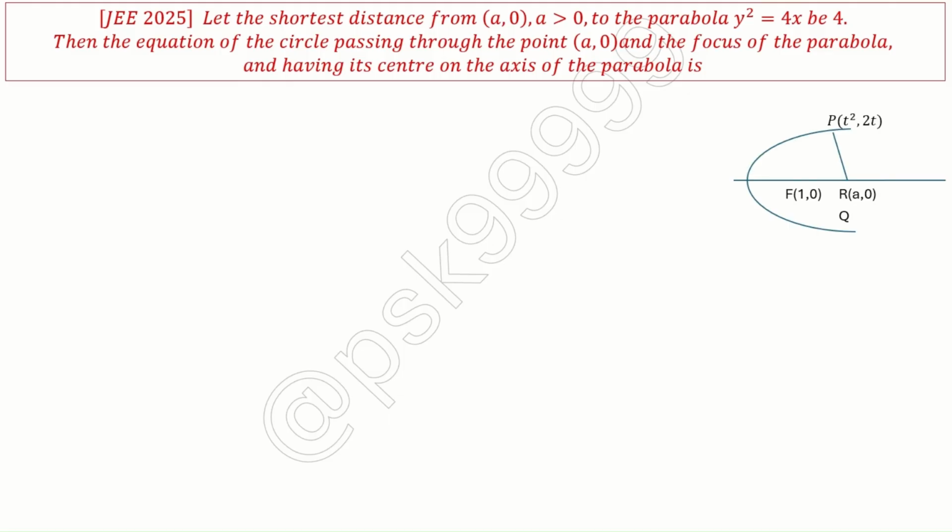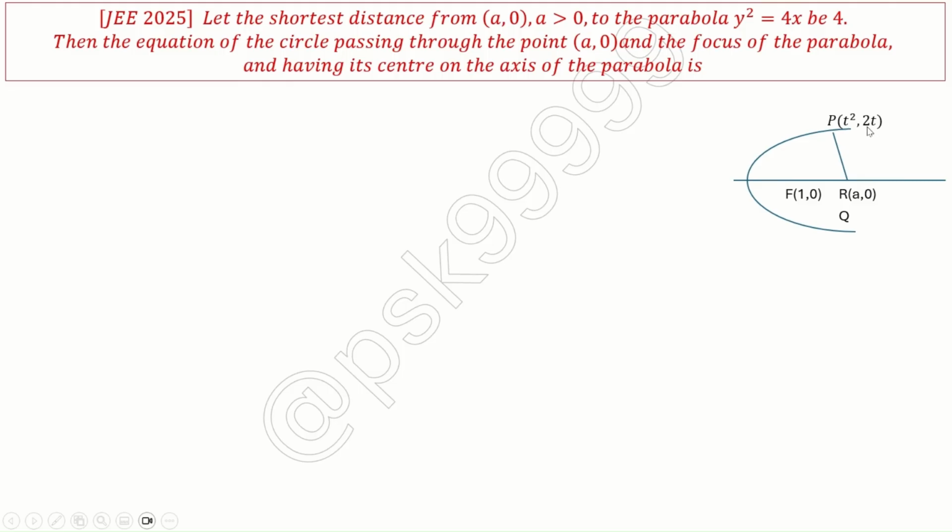First draw the picture. You have a parabola which is y square equal to 4x. So its focus is (1, 0). There is a point (a, 0), which means it has to be on the axis of the parabola. Correct. So R is (a, 0). And this is the shortest distance from the parabola, which is 4. That means PR equal to 4.